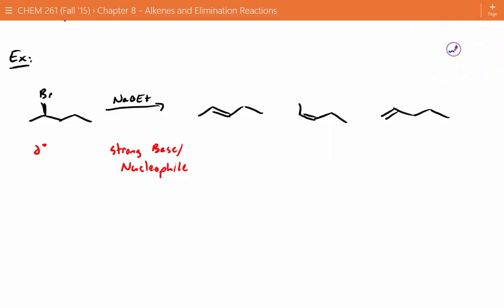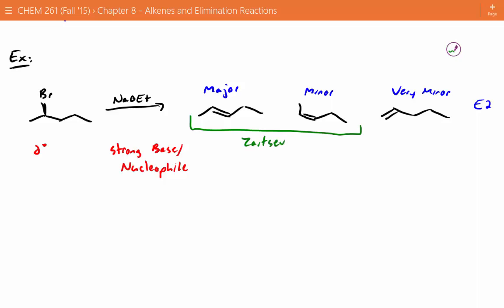So let's label these as E2. Which one of these is going to be our major E2 product, and why? The first one. So this one would be major. This one would be minor. And this one would be very minor. Why is the first one going to be major? Yeah, it's trans. And small bases like sodium ethoxide prefer our Zaitsev products. And they prefer the trans Zaitsev products. Our minor one will be our Hofmann product.